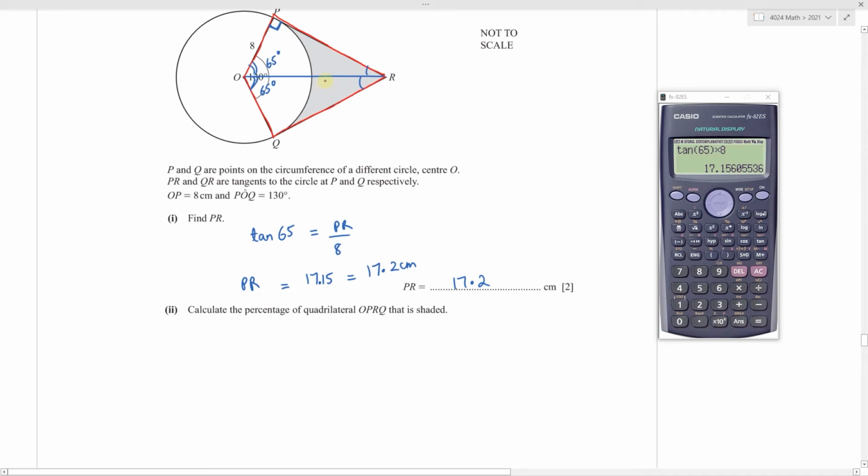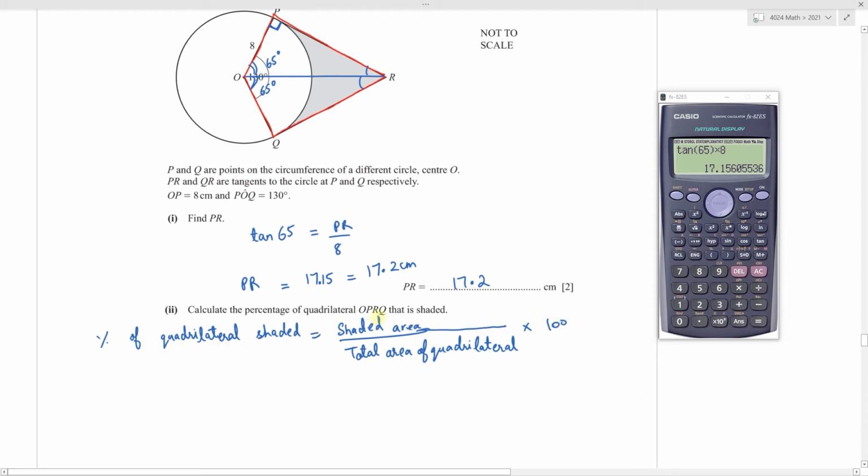So percentage of quadrilateral shaded, I can calculate it by the shaded area divided by total area of quadrilateral, multiplied by 100. So this will give me the percentage of the quadrilateral OPRQ which is shaded.